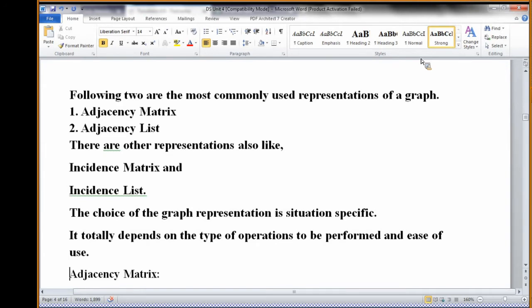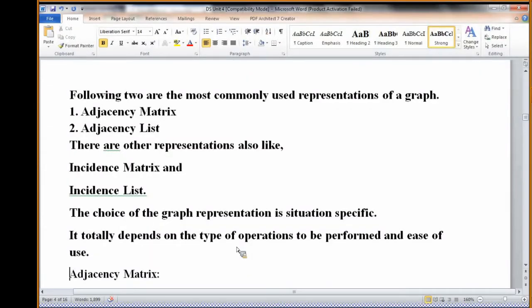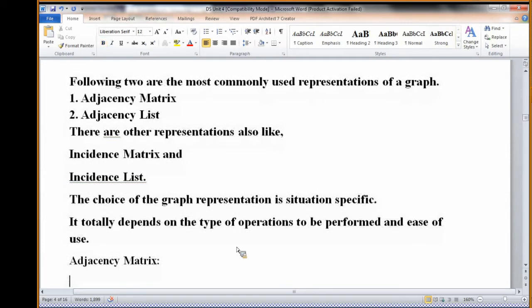So I have seen one graph: 0, 1, 2, 3, 4. That graph will be represented either by using an adjacency matrix or an adjacency list. How it will be, we will see. And there are other representations also, incidence matrix and incidence list. If you see lists, there are different categories of lists. Even in matrices, there are different matrices. As per this, the mostly used ones are adjacency matrix and adjacency list, that we will see.